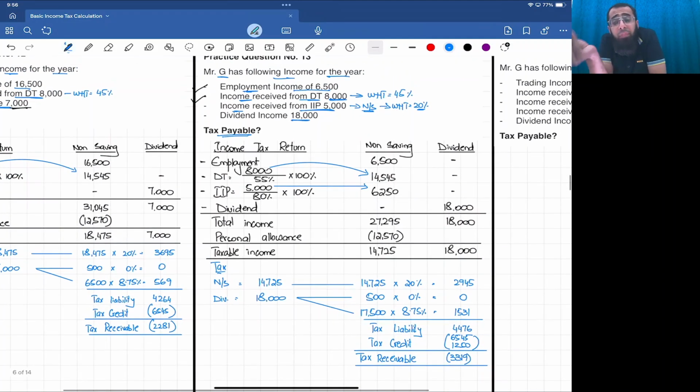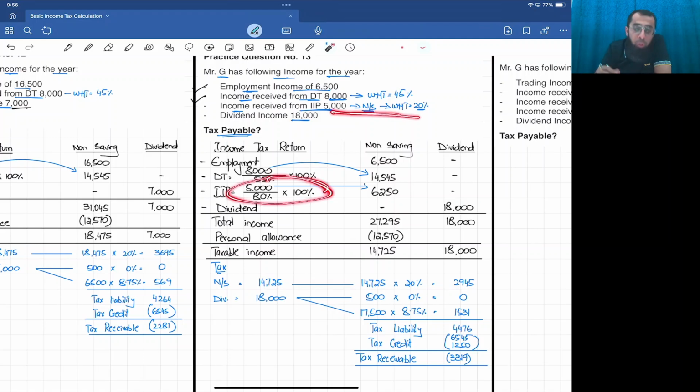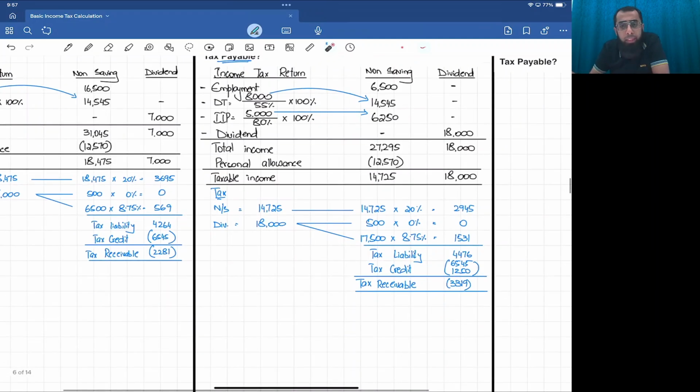There is nothing difficult in it. Like discretionary trust, 45% withhold, you just need to learn the grossing up. If 45% is withheld, you gross it up by 55%. IIP 20% withhold, you gross it up by 80%. It's the grossing up which you need to understand. You arrive at the total income, you adjust your allowance, you arrive at taxable income, just the routine steps which you are performing. Okay? And then you do the taxes.